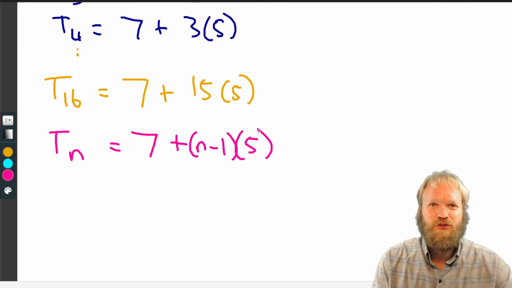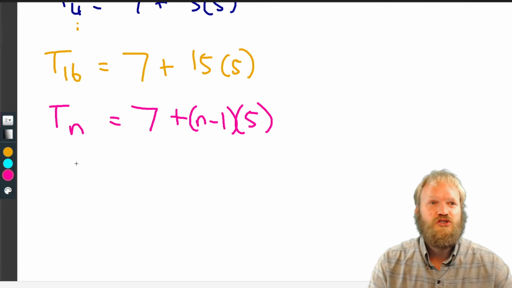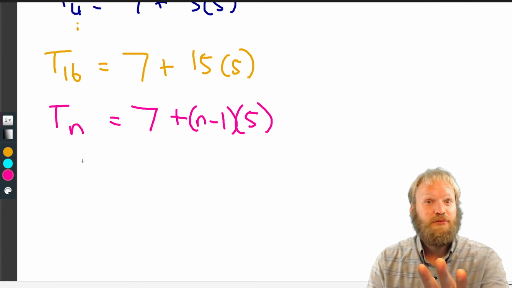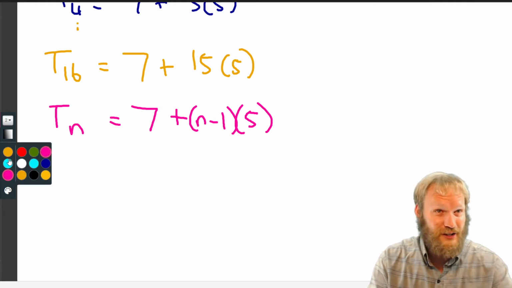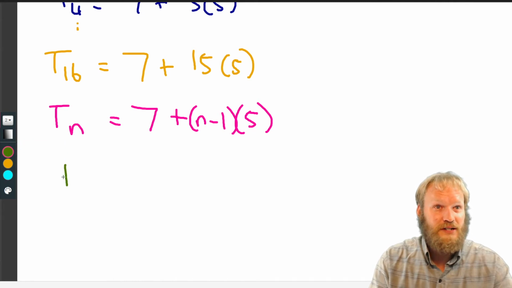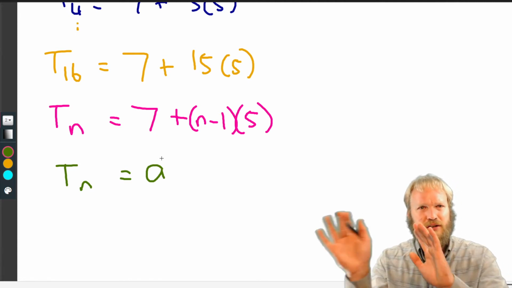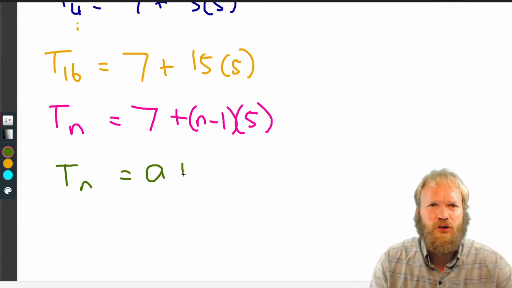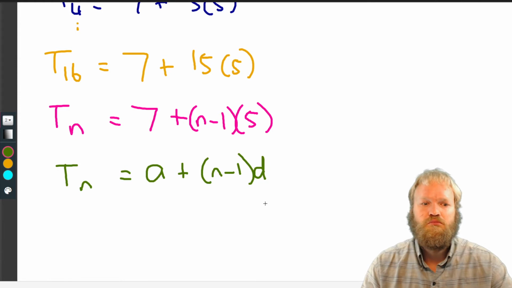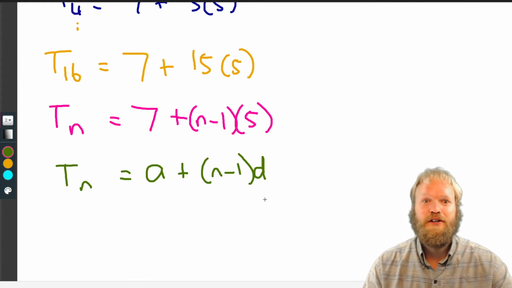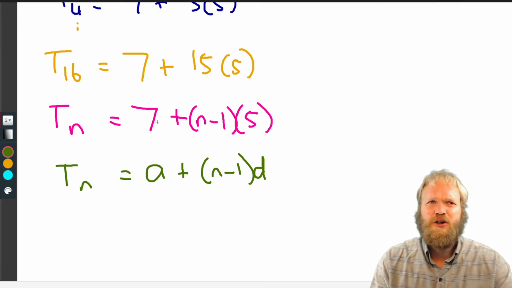So our general formula for any arithmetic progression is: Tn equals our first term, which we're going to call A, as we did in sequences before, plus n minus 1 of the difference. There's your first formula of the section. It is given to you, but we need to make sense of it, and we want to jump there quickly.